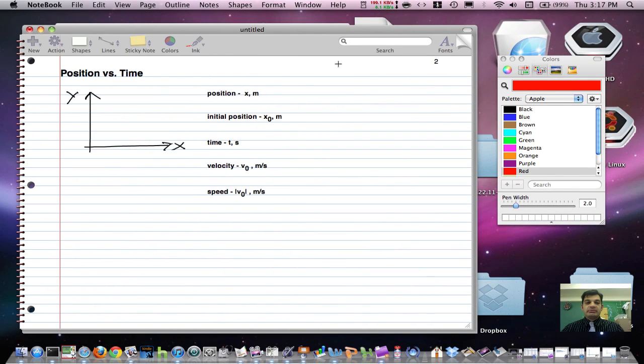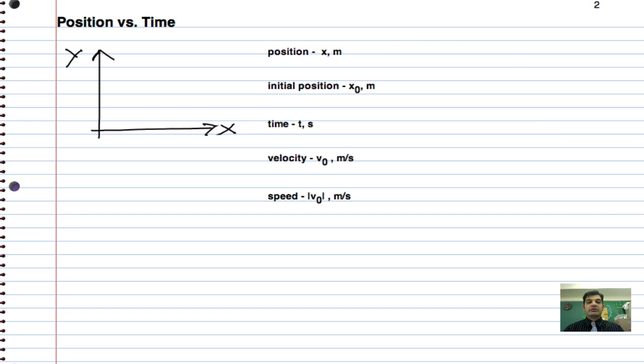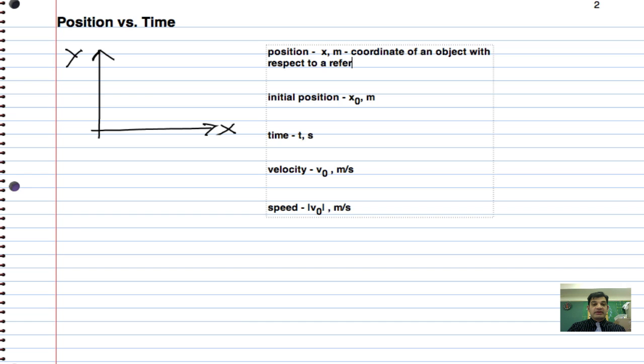Alright, so let's go ahead and review our definitions. Some of these will be new and some of these will be review, and we're just going to set them up. So the first definition, of course, is position, and I'm just going to shorten it. Position is the coordinate of an object with respect to a reference point.